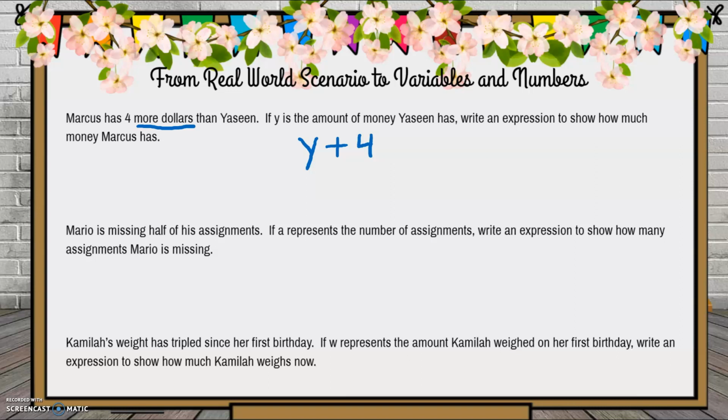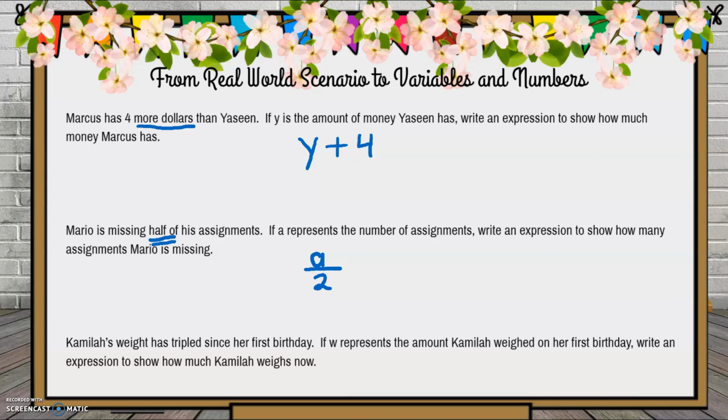Mario is missing half of his assignments. If A represents the number of the assignments, write an expression to show how many assignments Marcus is missing. So he's missing half of the assignments, right? So if he was supposed to have A assignments, then how many he's missing would be A divided by 2, or half of A.